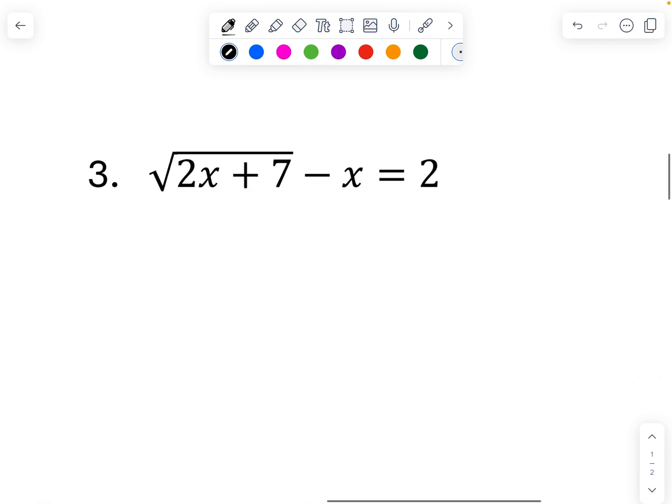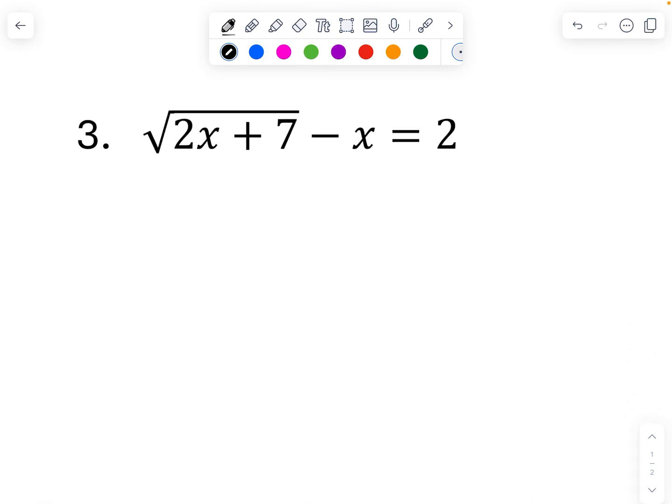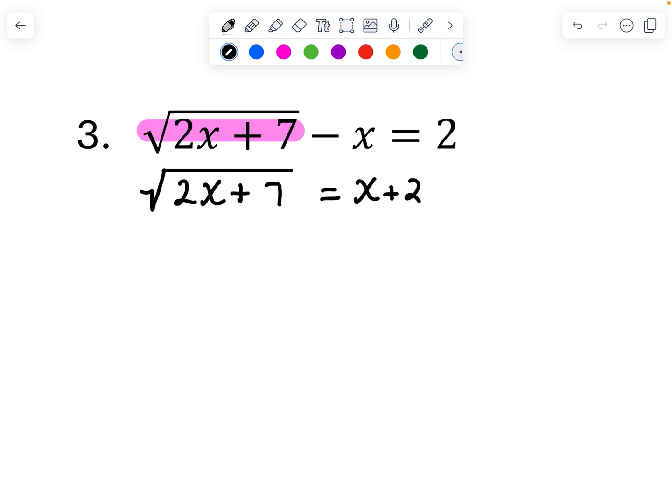And then on this one, again, step 1 is to take your square roots and isolate them. So this square root needs to be isolated. So you're going to have the square root of 2x plus 7, but you need to move the x. We move the x by adding x to both sides. Now you could have written 2 plus x, but nobody likes 2 plus x nearly as much as they like x plus 2. But mission accomplished, in that this is now isolated.